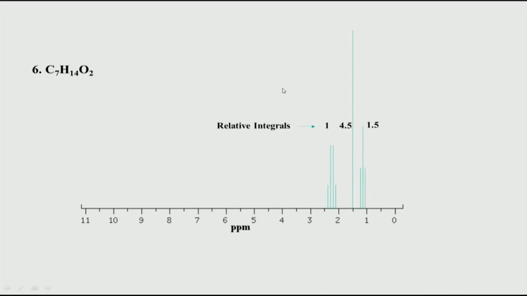So, let us start from this example number 6. Here this is the molecular formula or the composition given to us. There are 14 hydrogens, 2 oxygens, 7 carbons, and this is the spectrum. If you look at this relative intensity, it is very interesting that it is giving a fractional integral, and there is a triplet, a singlet and a quadret.